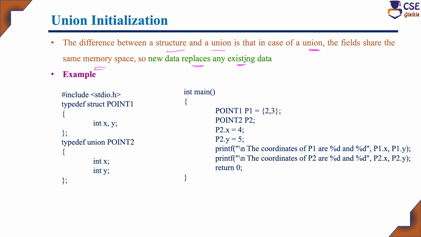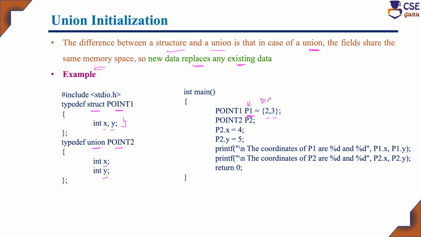You will understand the difference with this example. This is the structure with the structure variable point 1, where x and y are the members of the structure. And this is the union with the union variable point 2, where x and y are the members of the union. Here I have declared point 1, p1, which is the structure variable name, with 2, 3, meaning that for this structure variable we are assigning values to the members.